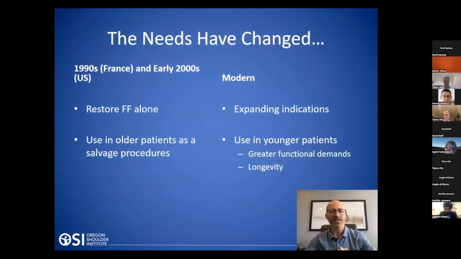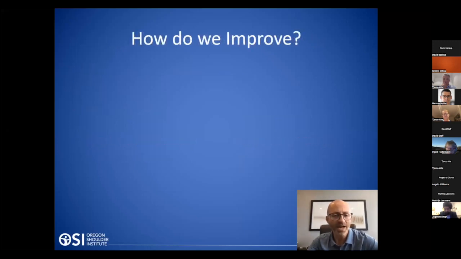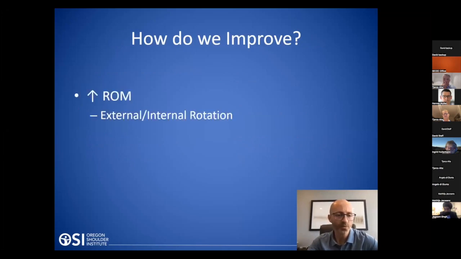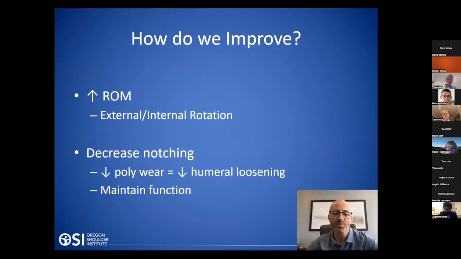Needs have changed dramatically because in the 1990s and the early 2000s in the US, the goal really was for salvage, restoring forward elevation alone. But with modern needs, we have expanding indications. We're often using reverse shoulder arthroplasty in younger patients. We have greater functional demands and needs for longevity. I think it's important to think about how we want to improve and how we try to improve over time. Well, the goal has been to improve range of motion, specifically external and internal rotation. We want to decrease polywear and decrease humeral loosening, and hopefully that will help us maintain longer function.